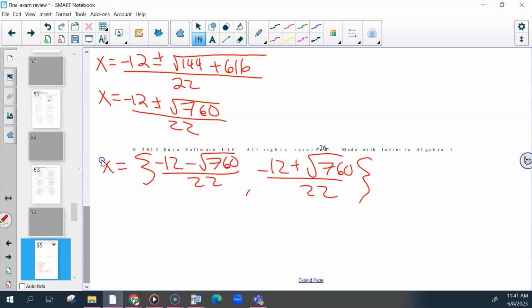Questions on that one or other questions on this one? So some of these will have an actual perfect square that you'll simplify to that number, and then you'll break it apart and simplify more. Do you have any other questions before we go on to the next page?